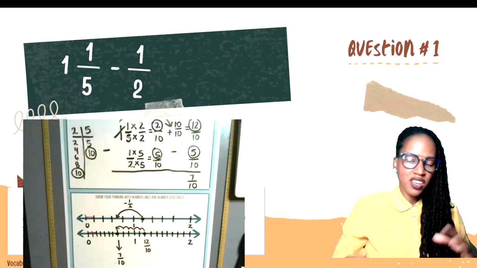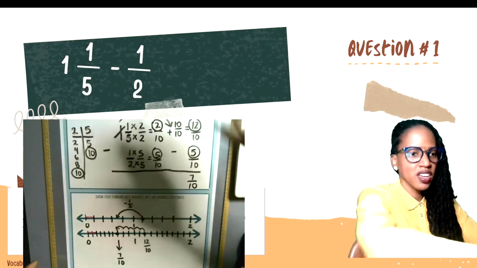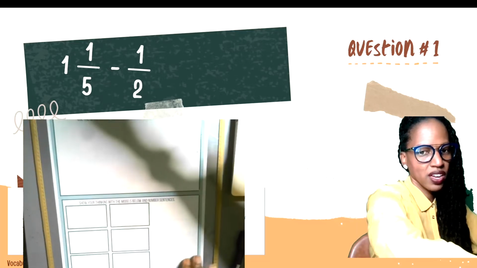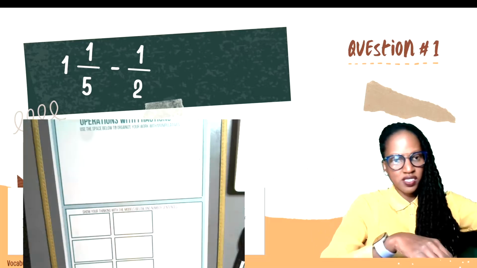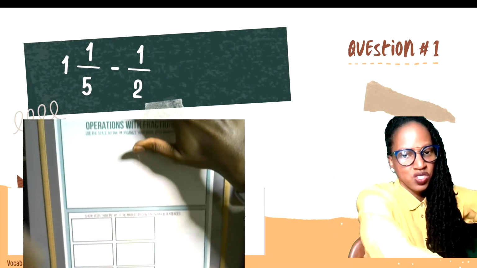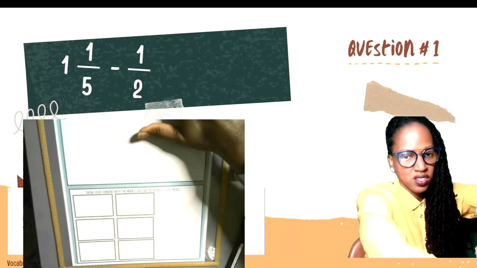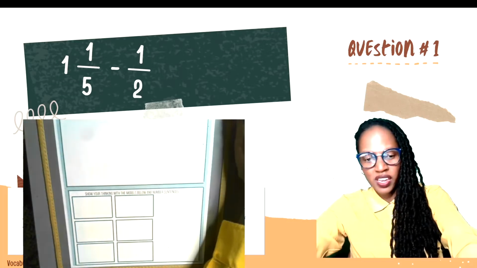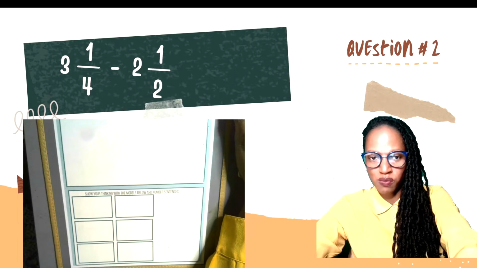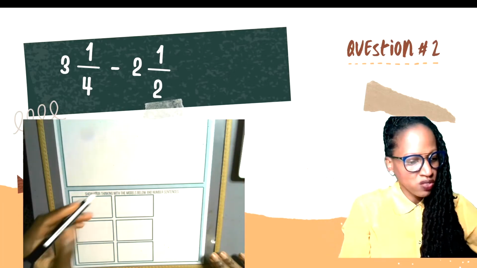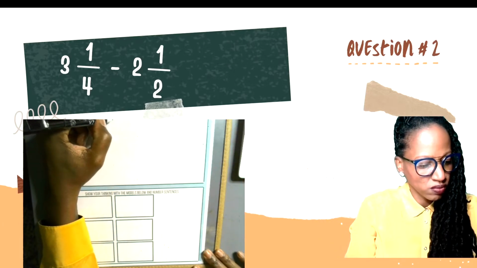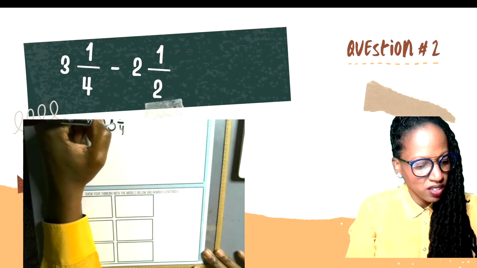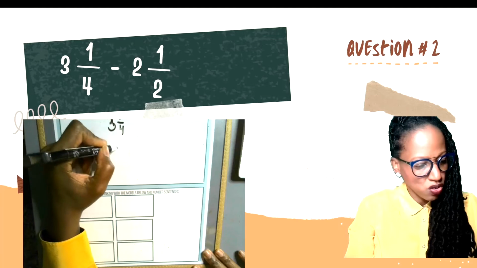So now let's take a look and see how we can model this using the area model. Let's do another example. Okay, so in this example, let me adjust the camera here for a second so we can see everything. There we go. So let's take a look at our next example. Here we're modeling 3 1/4, and I'm subtracting 2 1/2.